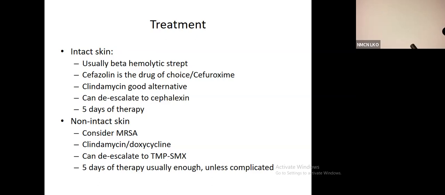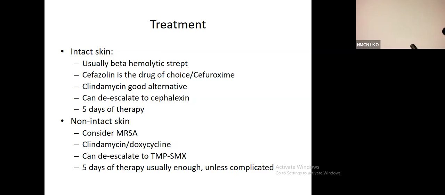Cefuroxime is a second generation, has some gram negative cover also. Advantage, as I said, gram negative, can switch from IV to oral. Clindamycin is a good alternative. What's the only problem with Clinda? Okay. What else? It's a static drug. It's not good for serious patients. If the patient is really septic and you want to give a drug, it's not a good drug.